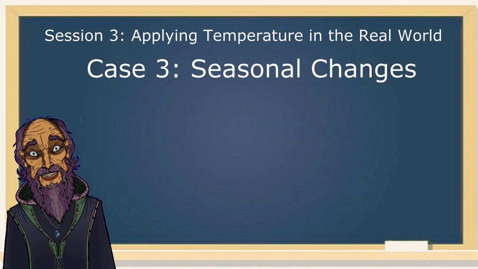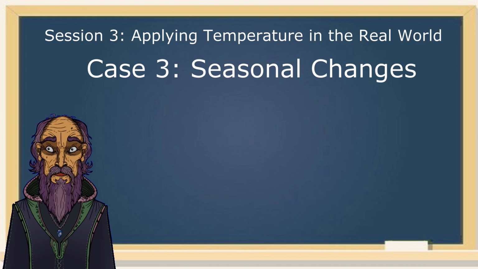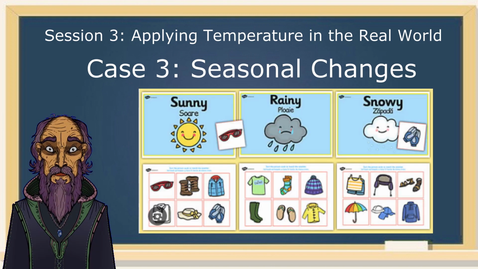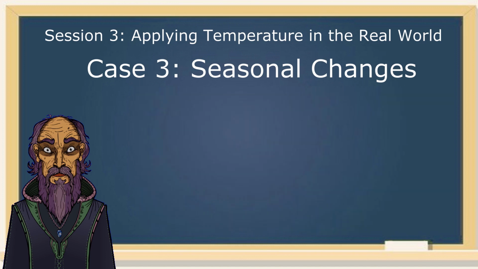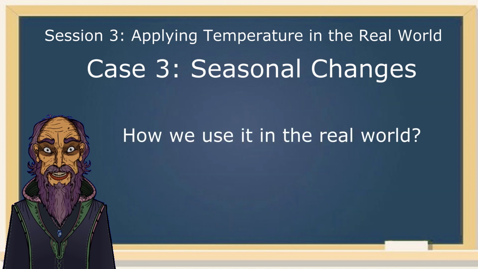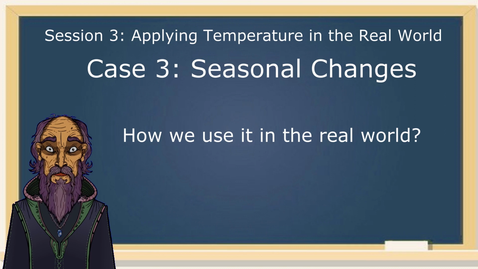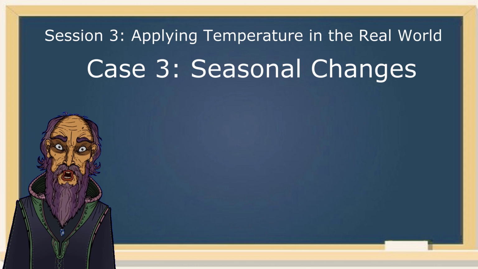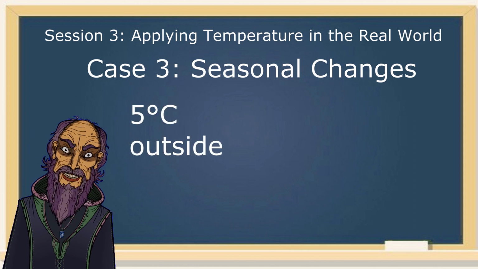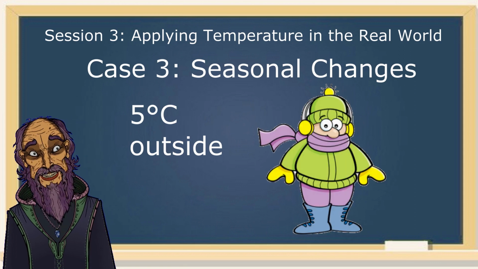Case 3: Seasonal changes. Understanding temperature helps us recognize different seasons and changes in weather. How we use it in the real world. Example: in winter, it might be 5 degrees Celsius outside, and we know to bundle up in warm clothes.